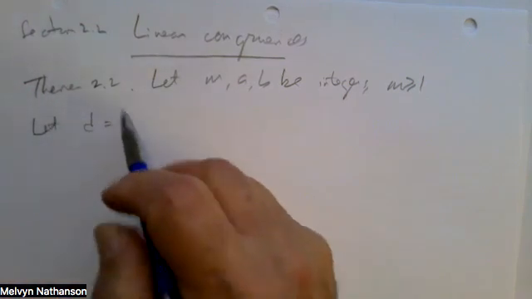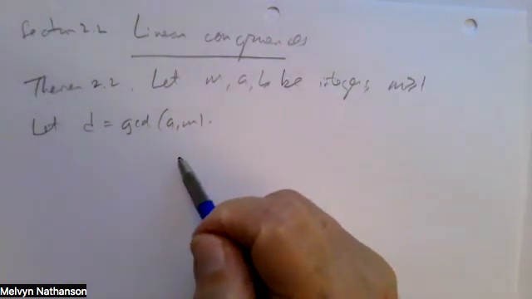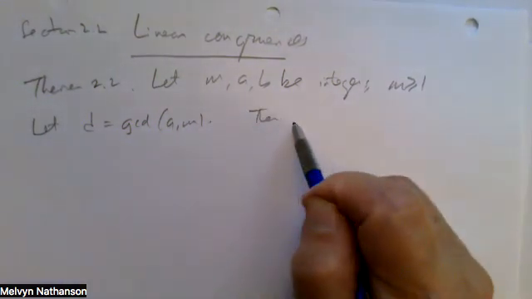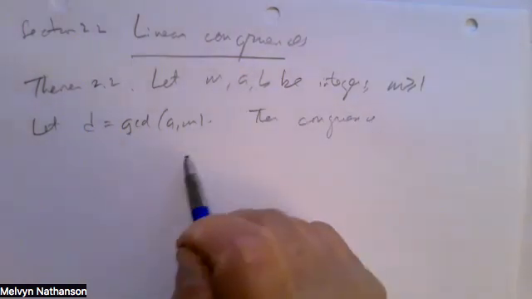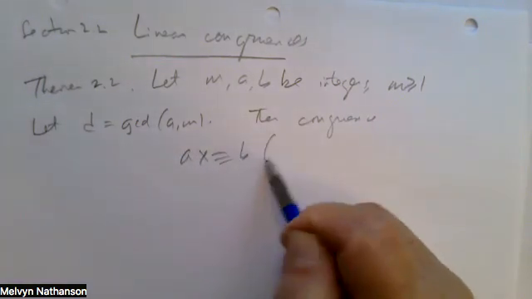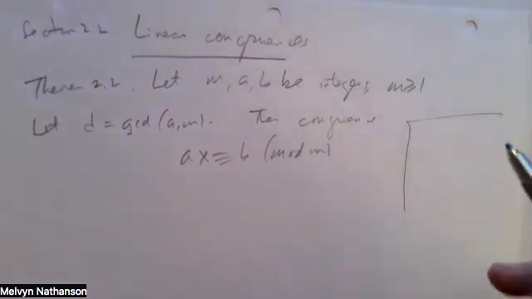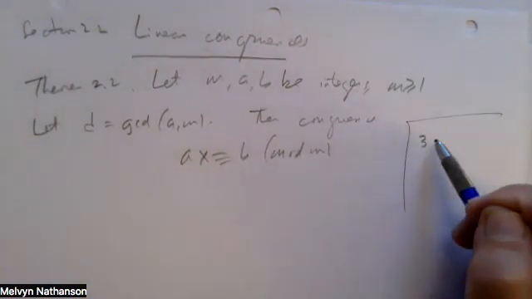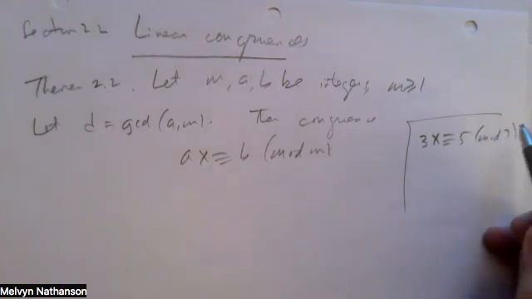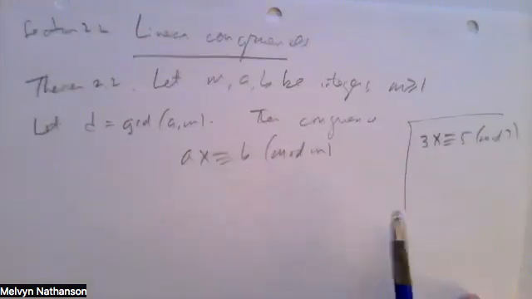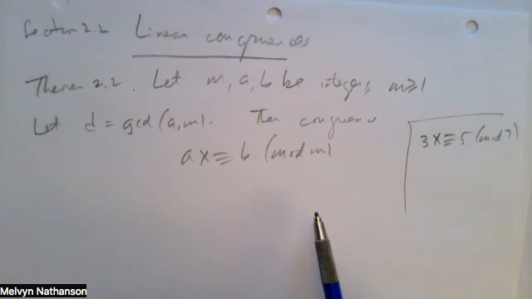Let D be the greatest common divisor of A and M. Now we want to know, when can we solve the congruence AX congruent to B mod M? Let me just give an example. Suppose we want to solve the congruence 3x congruent to 5 mod 7. We want to find an integer solution to this congruence.